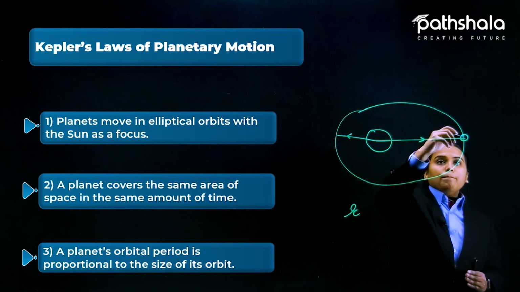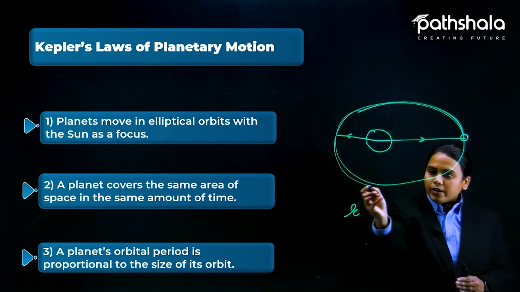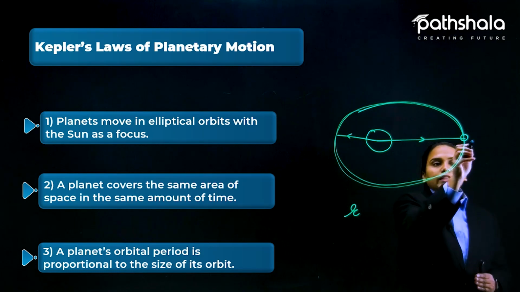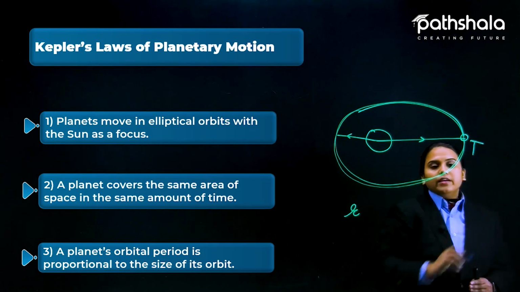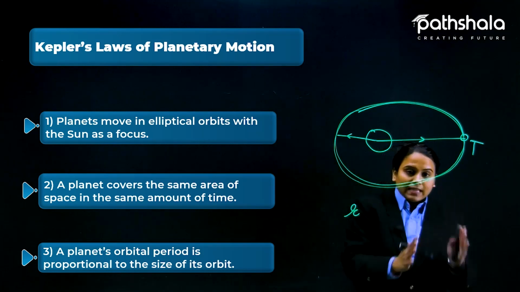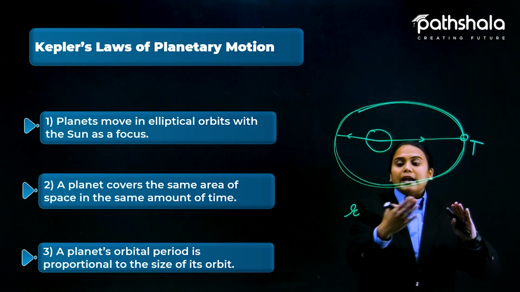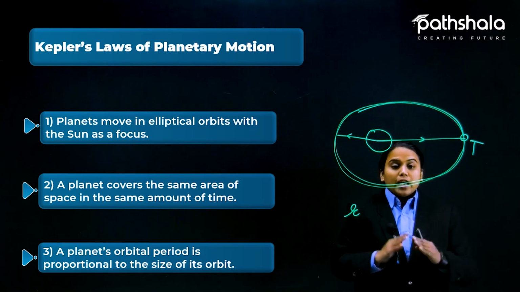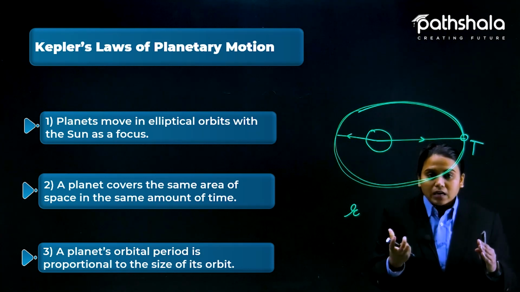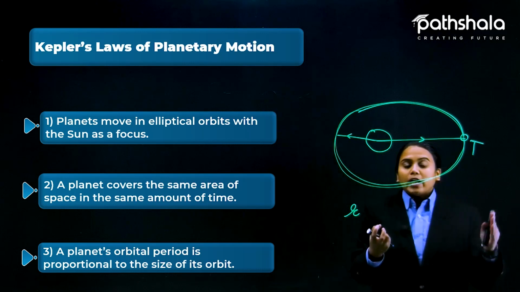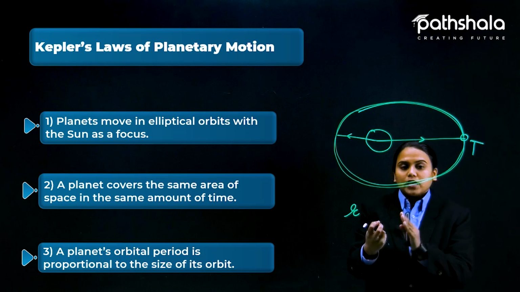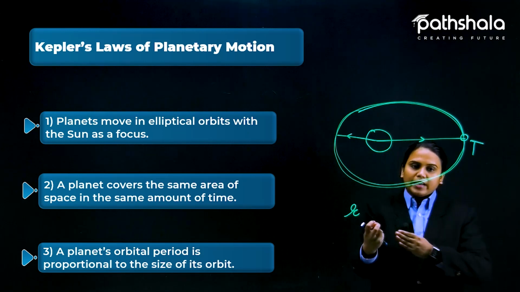Now the time for the earth to complete a revolution, from one point and come to this point again, will be capital T. According to this, he suggested that this time period depends upon the distance. If the planet is very, very far from the sun or any big mass, then it will take more time to complete one revolution. And if it is very close to the sun, then it will complete one revolution very quickly.